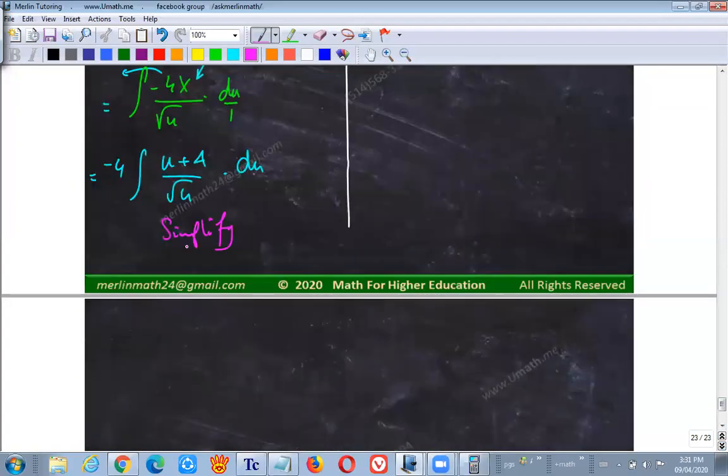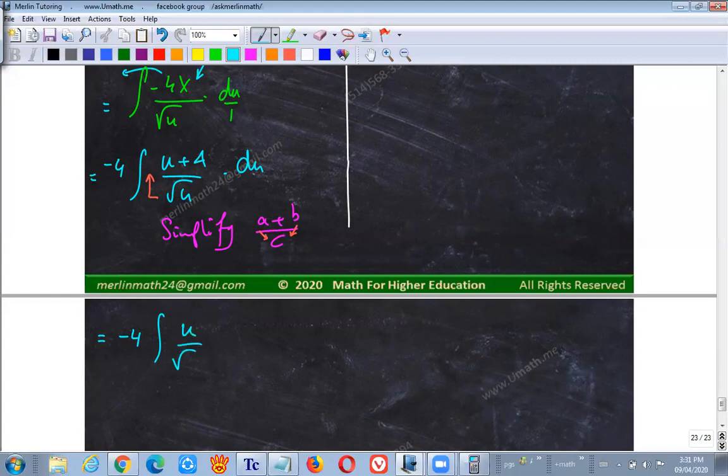You have two ways to simplify. Either you break your fraction, if you have a plus b over c, so it will be a over c, b over c, or you push radical u up and you multiply. What do you prefer, push or split? Split is better. Split? Okay. So you like, you do yoga, you do split, 90 degrees. Okay, minus 4, open bracket, because the integral means a bracket, so still we have an integral. You said you want to split. Okay, so I split u over radical u plus 4 over radical u. This is the way we split it.